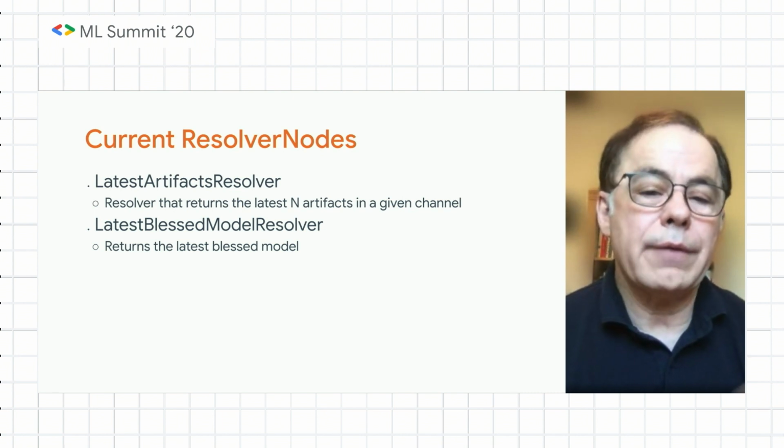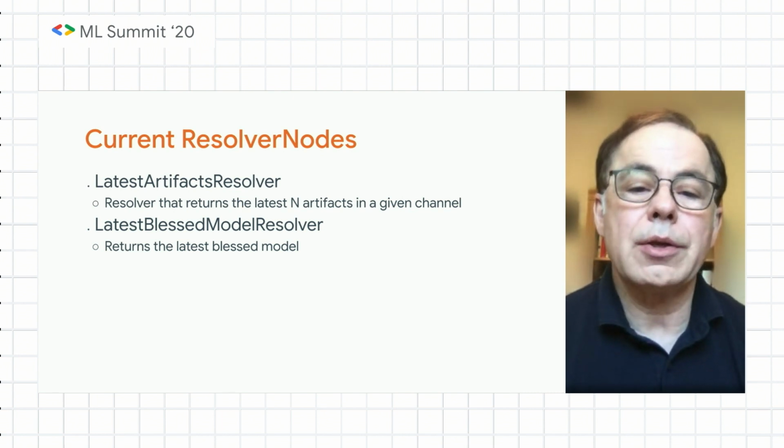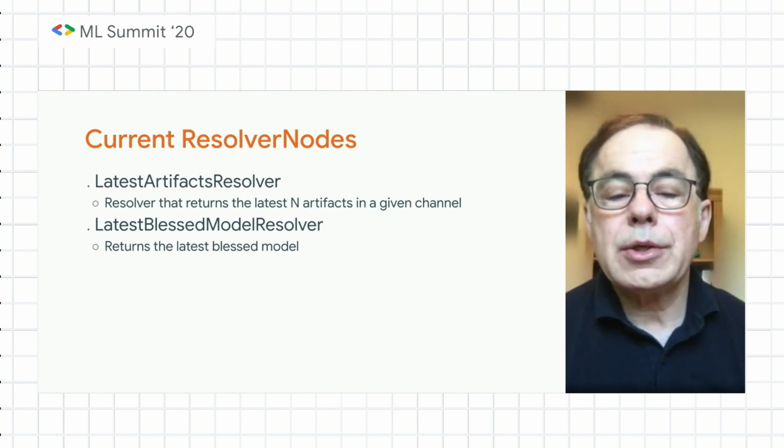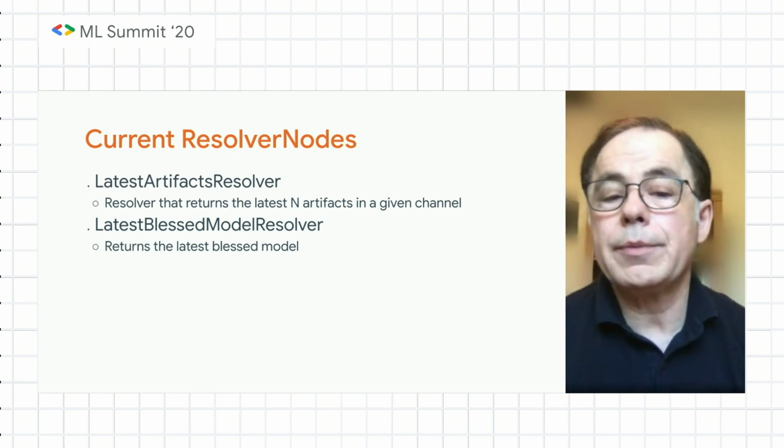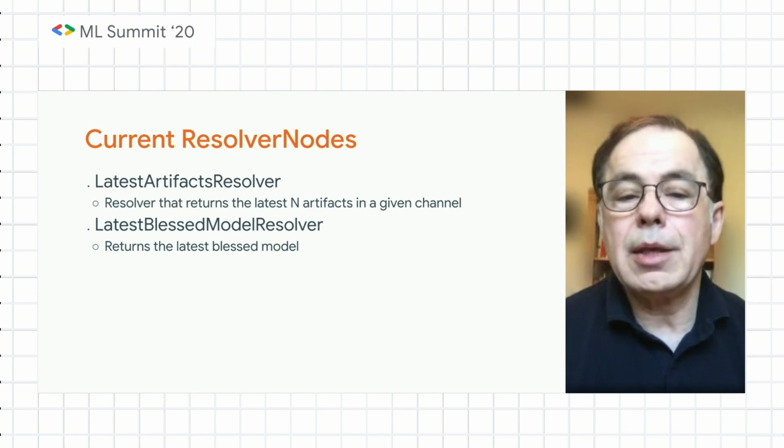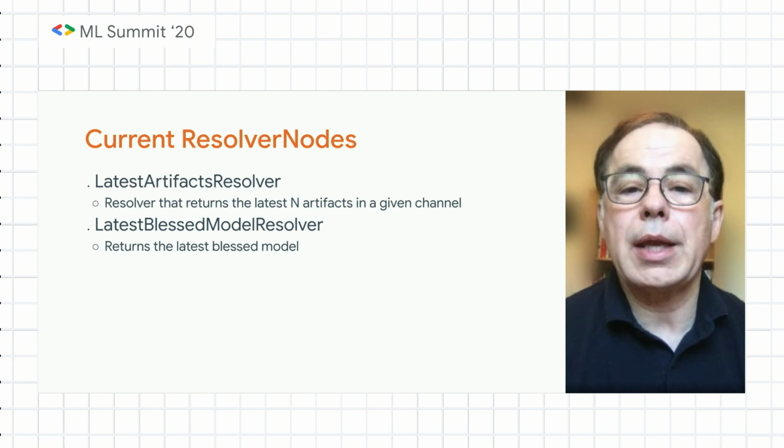The next is latest blessed model resolver. And actually the evaluator component that we looked at earlier uses this. It's going to return the latest blessed model, meaning the model that you currently have in production. And that's going to be used by evaluator, for example, to compare with what you just trained.